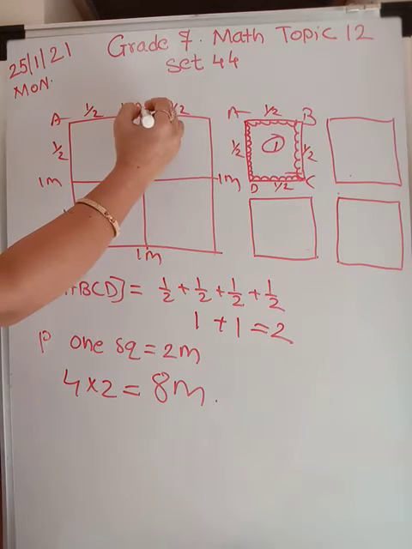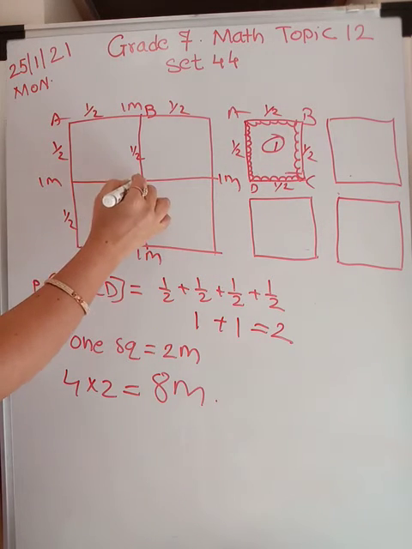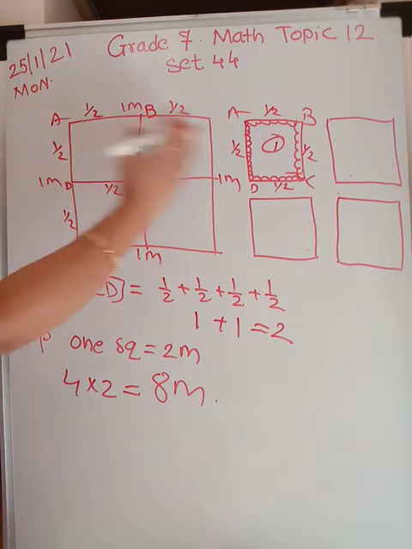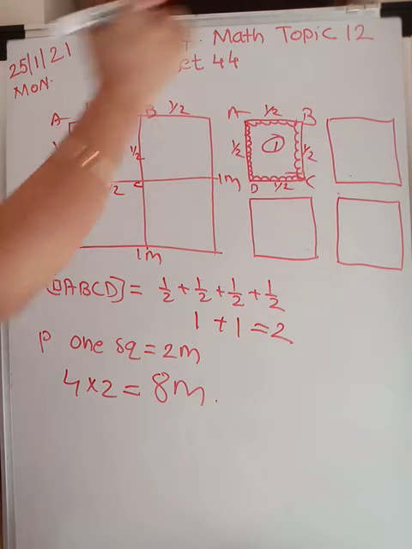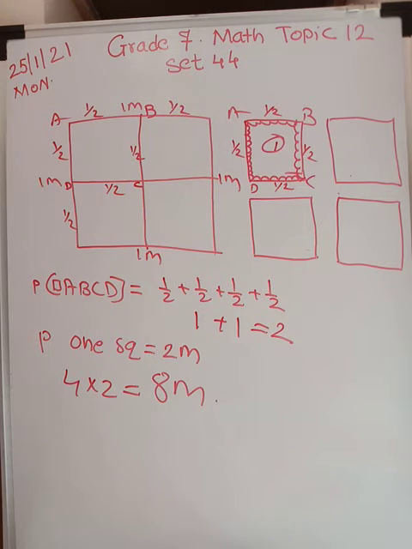So this is A, B, this is C, and this is D. After cutting, you can give names again, different over there. Alright, so I hope this is also clear. Let's go for the next exercise.